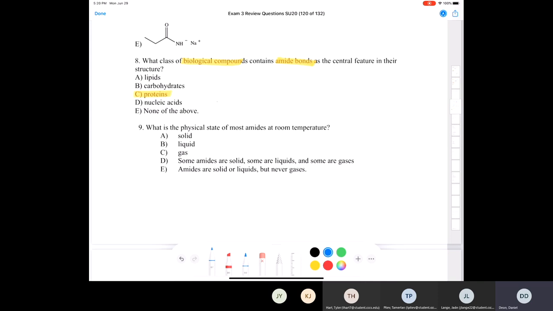We're going to talk about this in a lot more detail later on in this class, but amino acids are nothing more than a bunch of peptide bonds in a row like this. So we just have peptide bond after peptide bond after peptide bond.